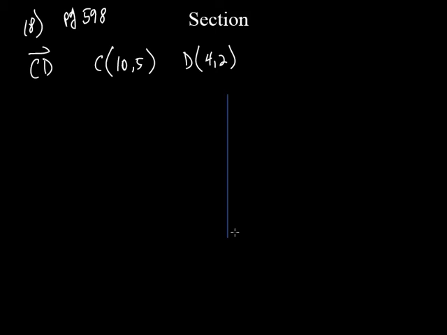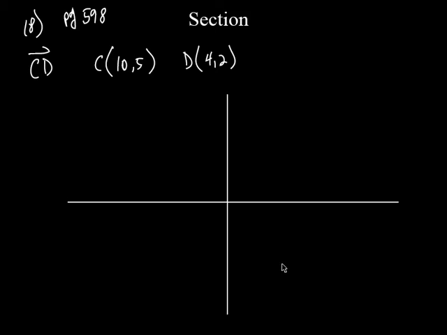Let's draw a little x and y axis, actually a rather large x and y axis. We'll plot the points. 10, 5. 1, 2, 3. And then 5. All right. And then 4, 2. Okay, I got enough. So it's all in the first quadrant, isn't it?